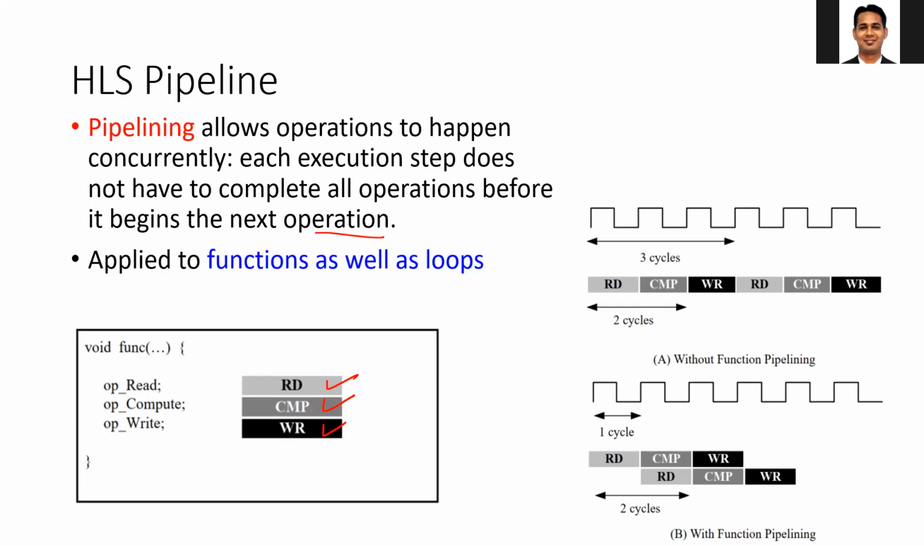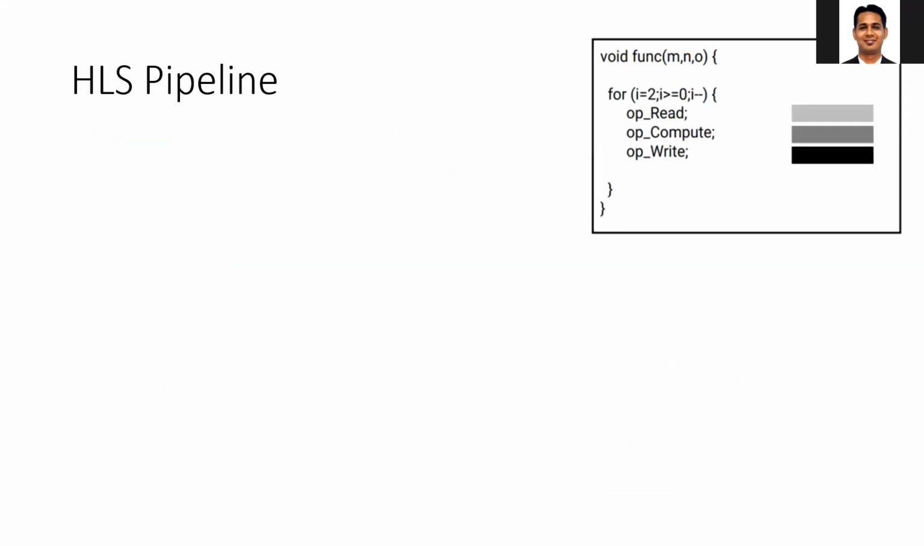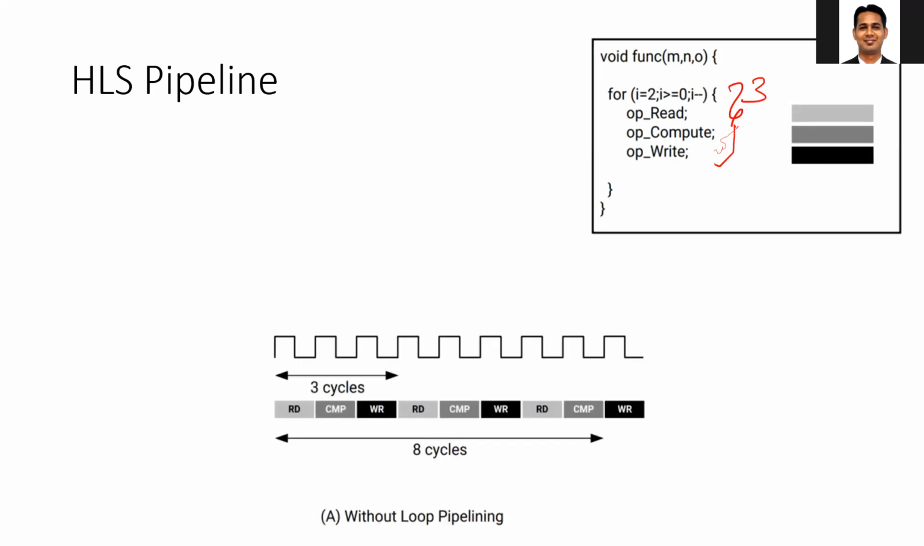So pipelining is applied to functions as well as loops. Here we are talking about pipelining applied to loops. This is a loop which has 3 iterations, and in each iteration you do the operations read, compute and write. When you don't do the pipelining, you complete the first iteration, then you execute the second iteration, then the third iteration. So all the iterations of the loop are executed sequentially, and it takes 9 clock cycles.